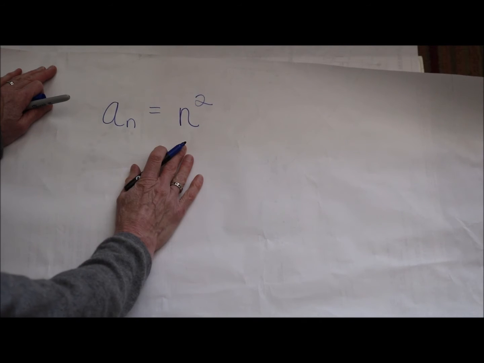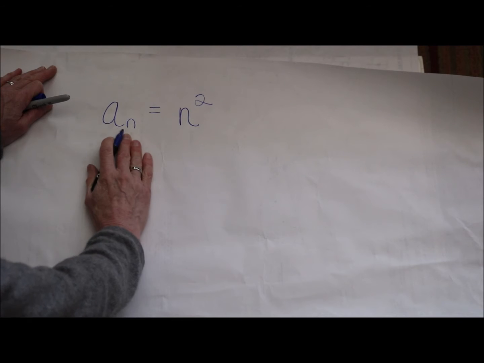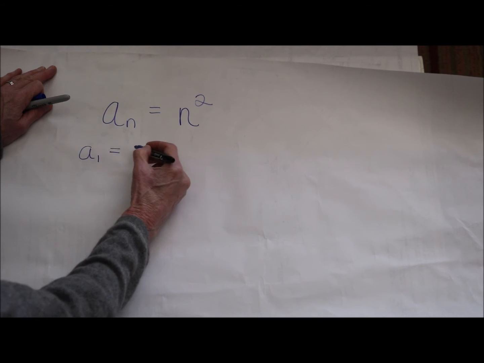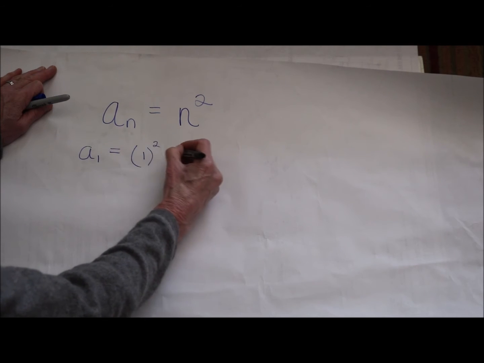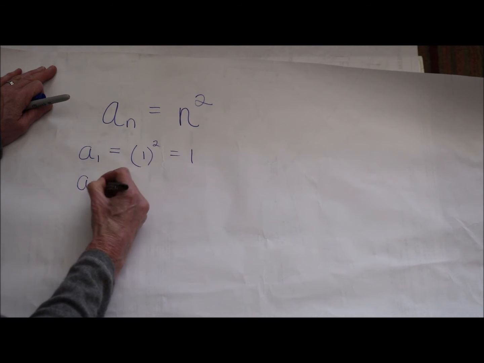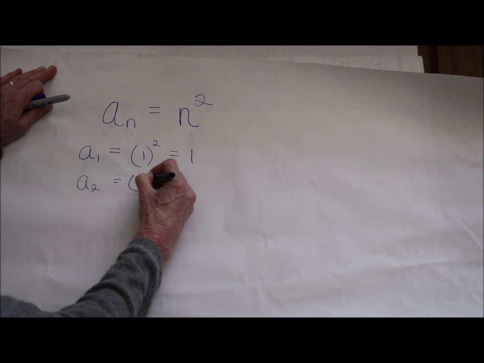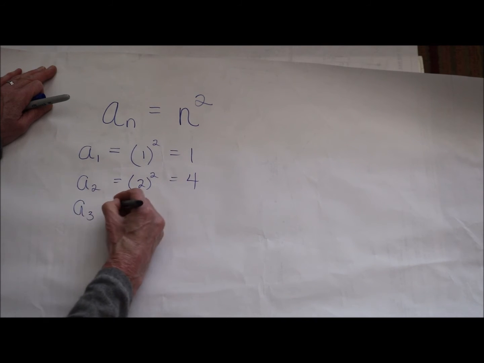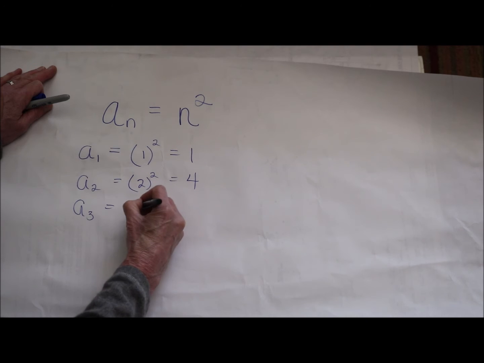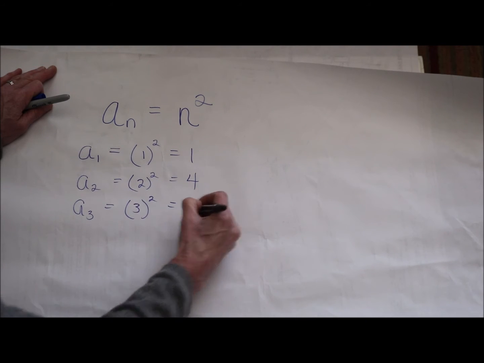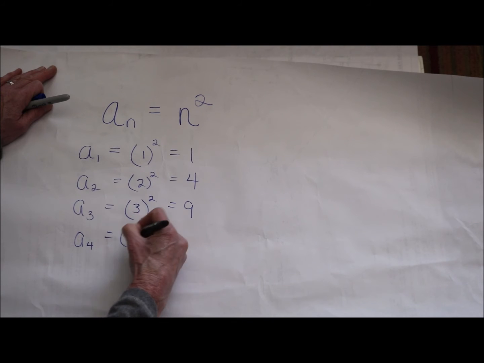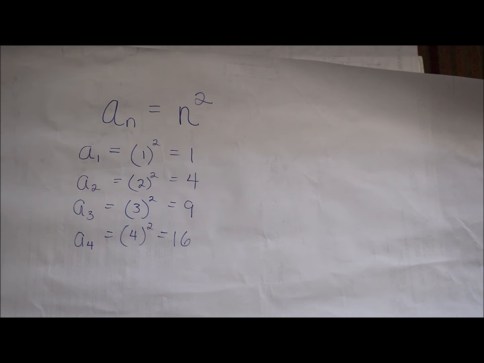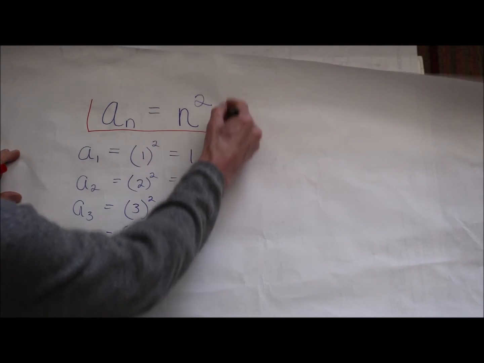Let's look at another example. Here I'm given the rule that a sub n is n squared. So let's generate some terms in this sequence. If I plug in a 1, I'm going to replace the n with 1, and I get a 1. What's my second term going to be? Well, I'm going to replace my n with 2, and I get a 4. What's my third term going to be? Well, I'm going to replace my n with 3, and I think you see where we're going here. And I could go on and on and on. But here is my sequence that this explicit equation generated.